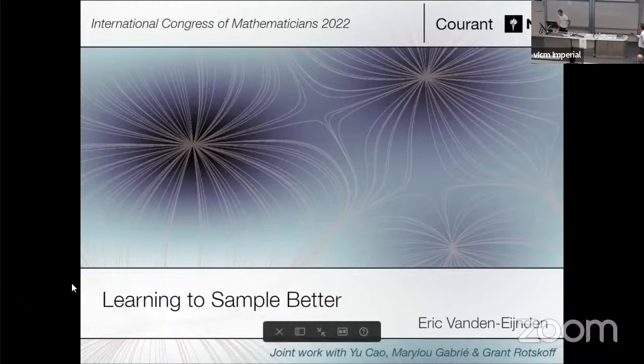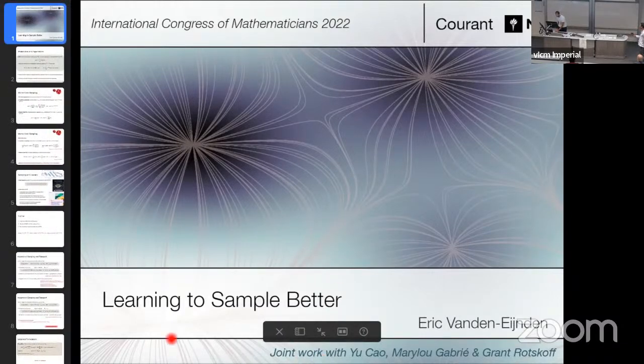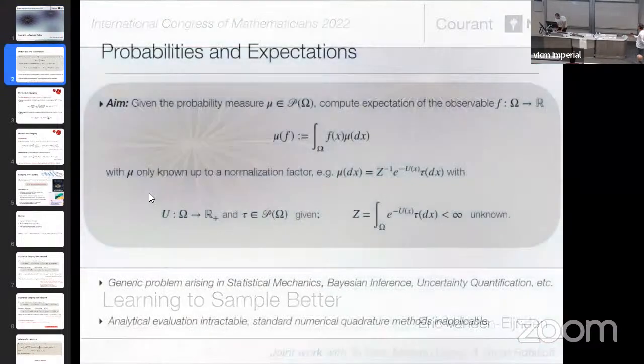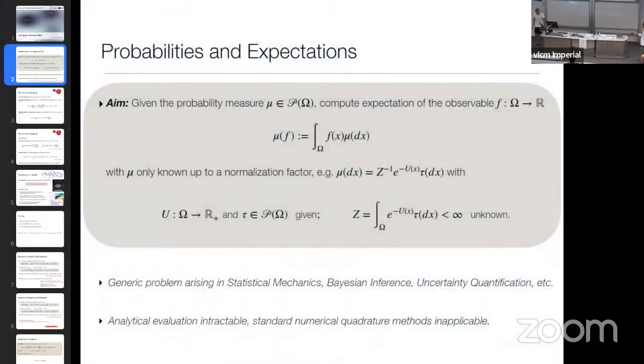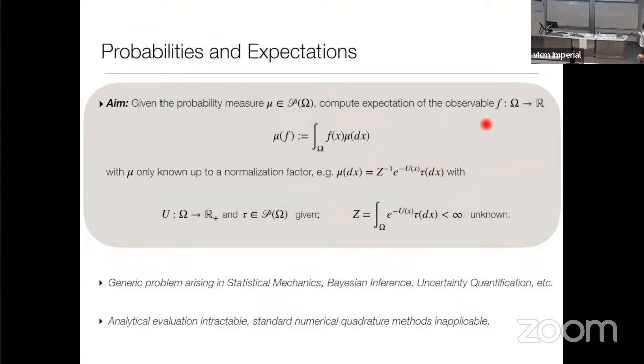So I will talk about using tools from machine learning essentially to do Monte-Carlo sampling. This is joint work with postdocs at Courant at the time. So the general problem I want to address is the following one. You're given a scalar valued function from a domain omega, which is typically high-dimensional. I'll call it an observable F, and a probability measure, and you'd like to compute the expectation of this observable with respect to the measure.